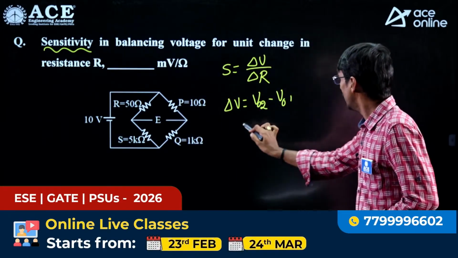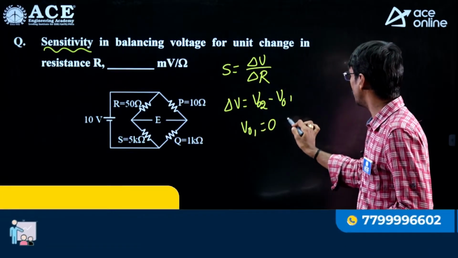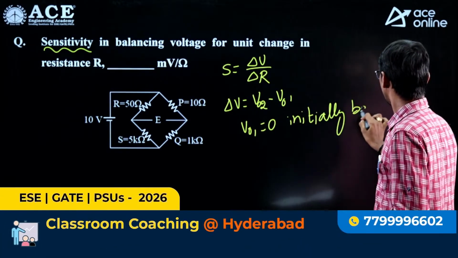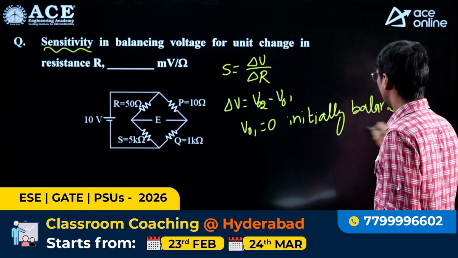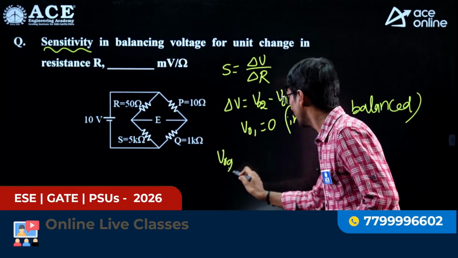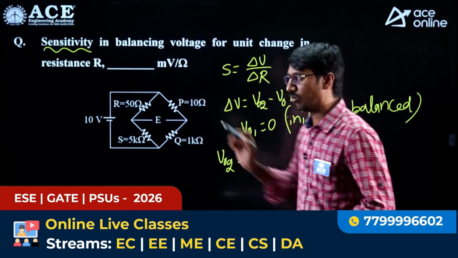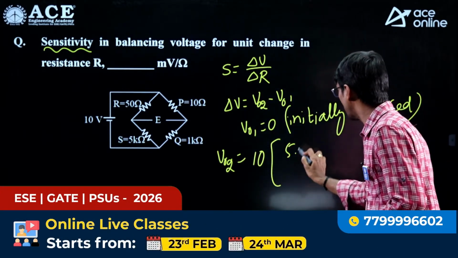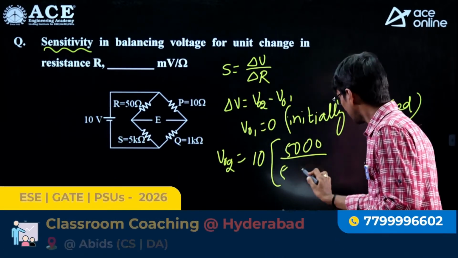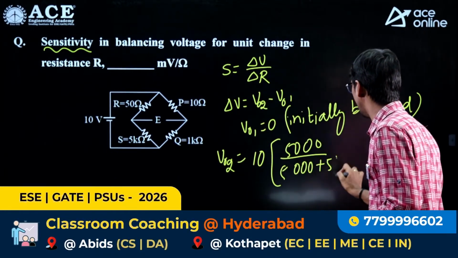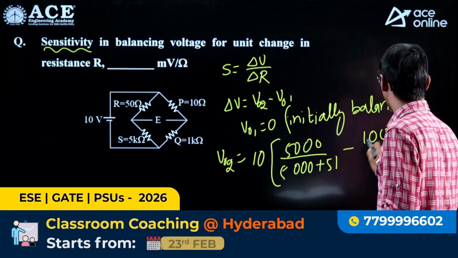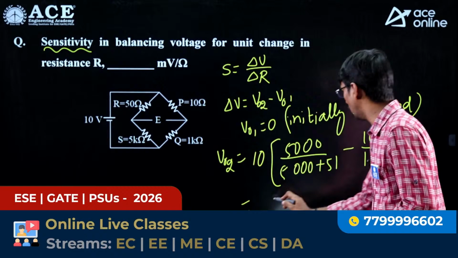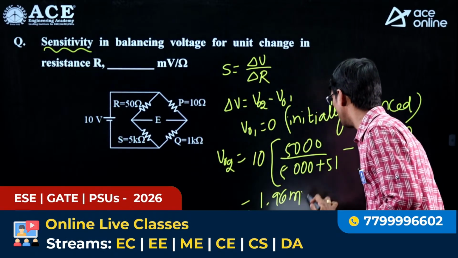So therefore V01 is equal to 0 because initially balanced. We need to find out V02. How do you find out V02? Apply the corresponding voltage division law. 10 into, we can write the voltage division law like 5000 by 5000 plus 51 minus 1000 by 1010. And if you simplify this, we are going to get the value as 1.96 millivolt.